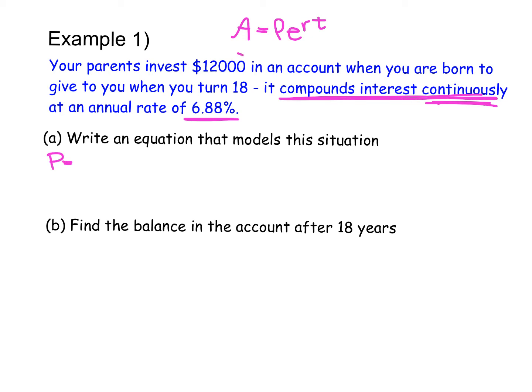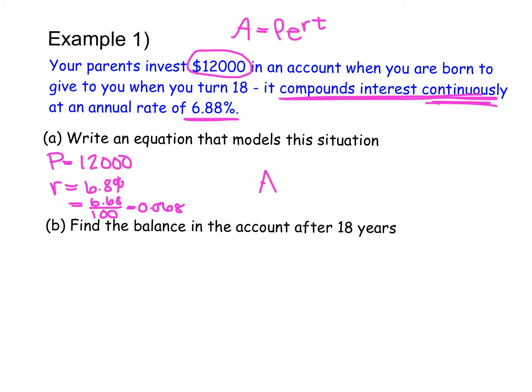Your principal amount, your beginning amount, is $12,000. So P is going to be $12,000. Then your rate is your annual interest rate, which in this case is 6.88%. And we're going to turn that into a decimal. So we take 6.88, divide it by 100, and we get 0.0688. So now we can put all of this information directly into our equation.